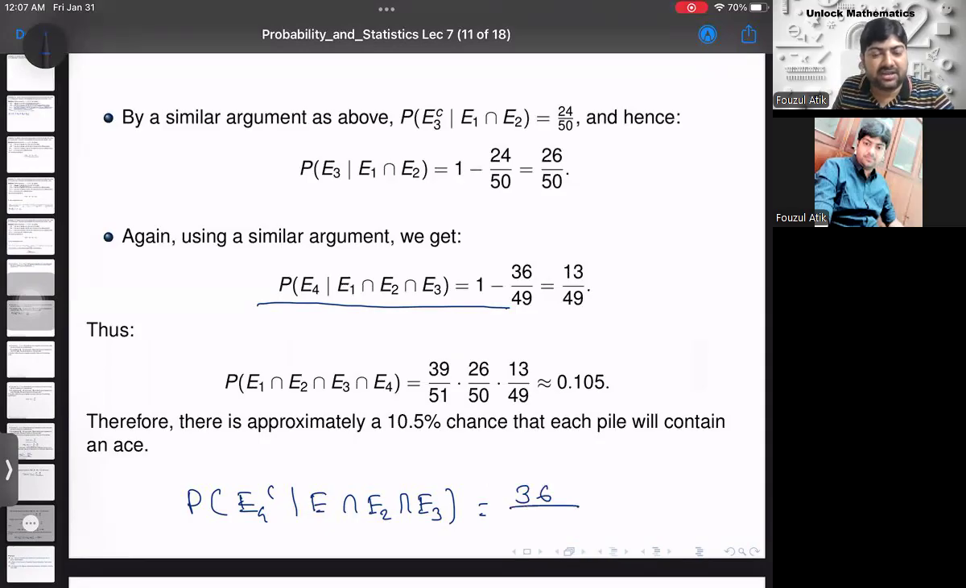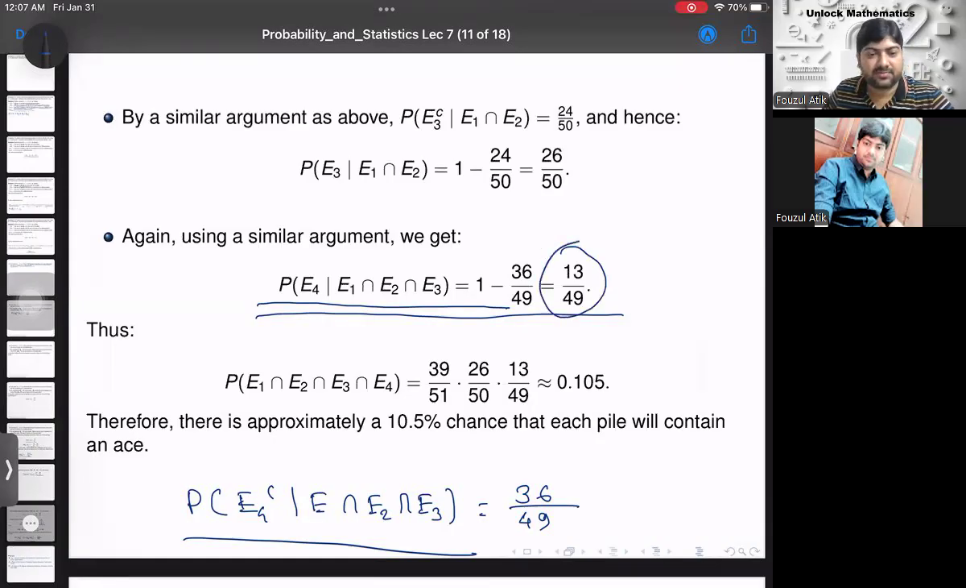And in the standard deck, you have taken three cards, so 49 cards are remaining. So you have 36 by 49 as this probability, and therefore P of E4 given E1 intersection E2 intersection E3 is 1 minus this quantity, therefore it is 13 by 49. And then all together, if we substitute all these values in the formula of the multiplication rule, we get the answer. Therefore, there is approximately a 10.5% chance that each pile will contain an ace.